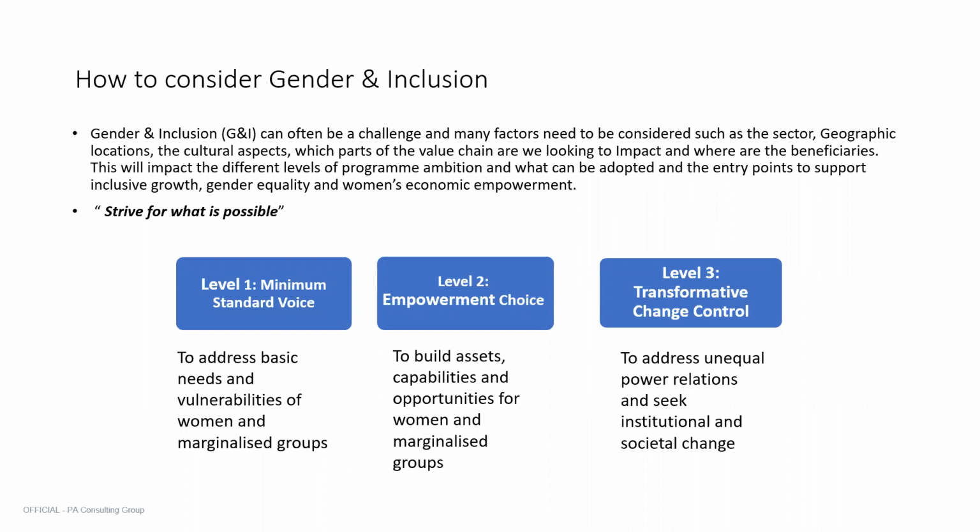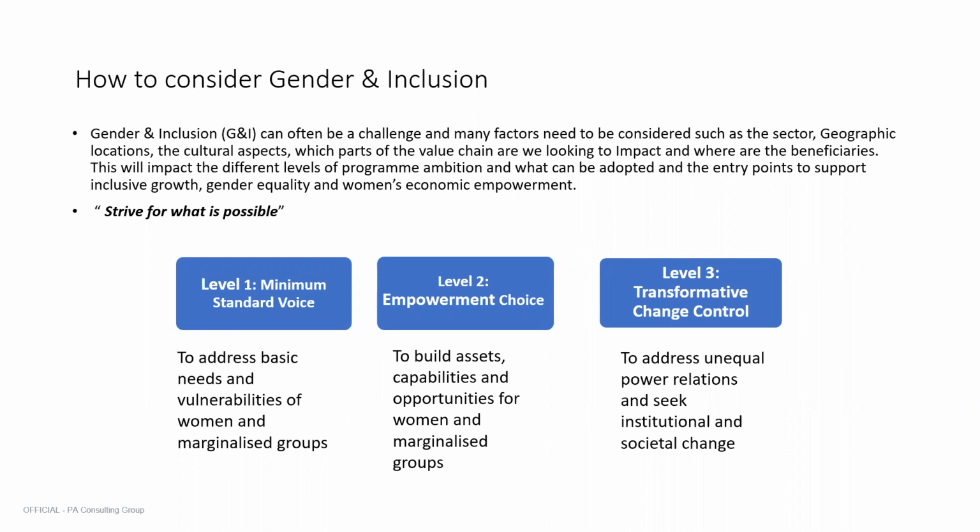So there's 3 different levels for incorporating gender inclusion, and we don't have to aim for all of them. We don't want to set ourselves up for failure. So there's 3 levels. One is called the minimum level of inclusion. The second is the empowerment level, and the third is transformational.